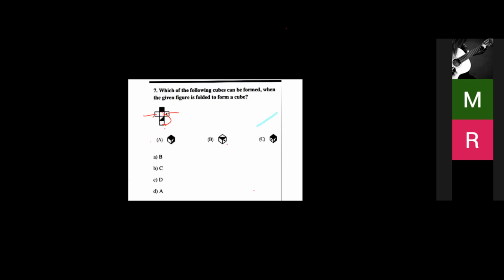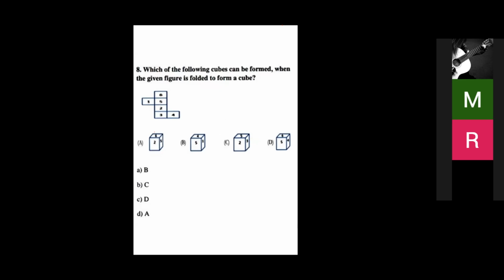Yes, ma'am. Okay, very good. Moving on to the next question. Last five minutes, children, let me wind it up. You try to solve this. Which of the following cubes can be formed when the given figure is folded to form a cube? Easy, right? With the numbers. Numbers are much easier than the symbols, right? I pray to God that you get easy questions in dice with numbers.